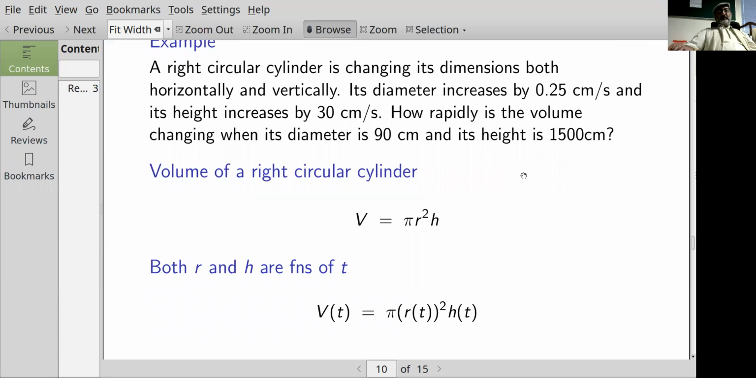Okay, so V is a function of r and h, and both of those are functions of t, so we can regard the volume as a function V of t. And that's equal to pi times r, which is a function of t and is then squared, times h of t.